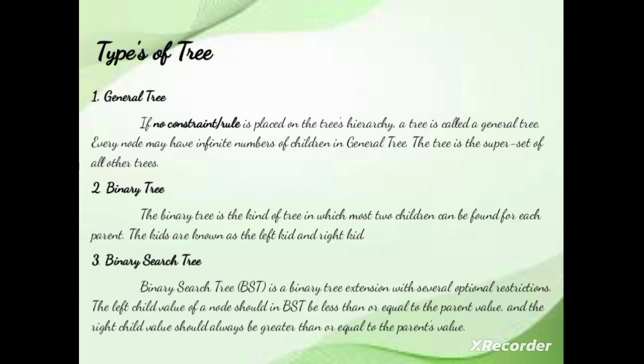In summary, a general tree allows for an arbitrary number of children per node without specific constraints or hierarchy. A binary tree restricts each parent node to have at most 2 children, simplifying the structure compared to a general tree. A binary search tree, or BST, is a specialized binary tree with ordering rules, making it efficient for search operations.